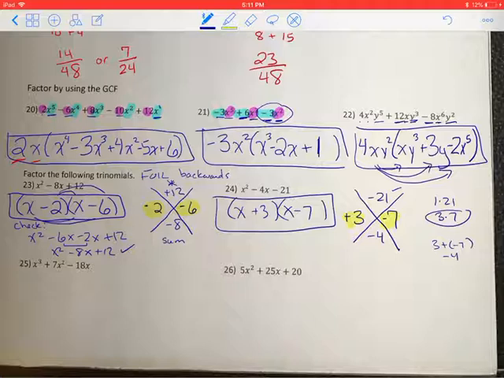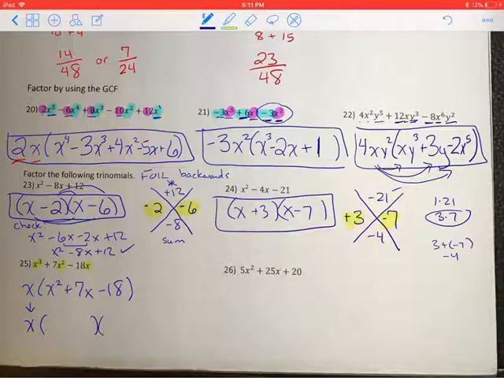Now for 25, notice there's an x cubed, but I also notice that every term has an x. So this one has a GCF. First thing we have to do is factor out the x. So x cubed divided by x would be x squared plus 7 times x minus 18. So I'm just taking one x out of each of those. Now that I'm done, now I'm ready to do my FOIL backwards. I do have to keep that x. It's got to come down.